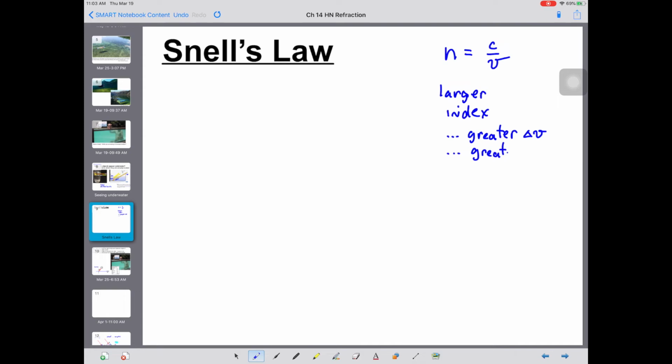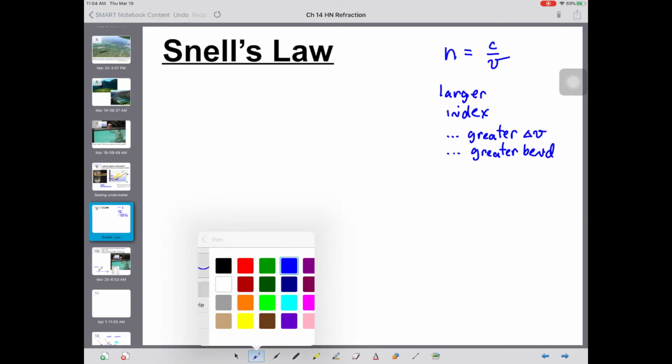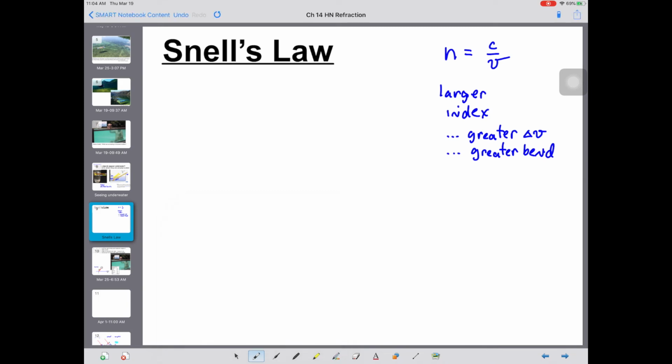And that greater change in speed means a greater bend or change in direction of that light. Now, the disadvantage of that is it doesn't tell us how much it bends. Okay, so Snell's Law is going to utilize the index of refraction, but it's also going to allow us to calculate angles.